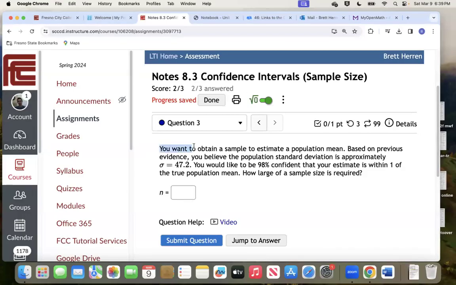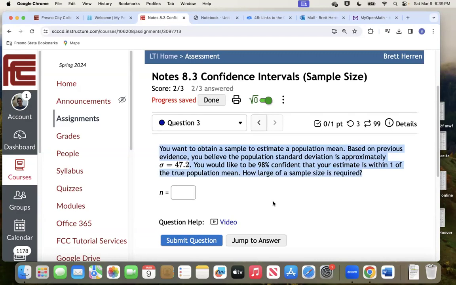Okay, on this example, it says you want to obtain a sample to estimate a population mean. Based on previous evidence, you believe the population standard deviation is approximately sigma equals 47.2. You would like to be 98% confident that your estimate is within one of the true population mean. How large of a sample size is required?